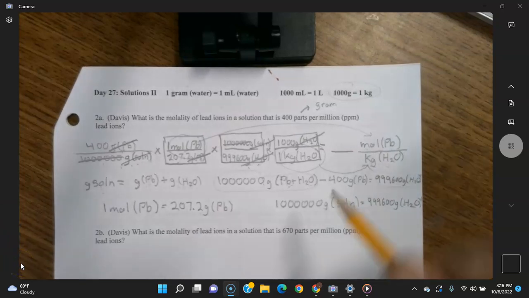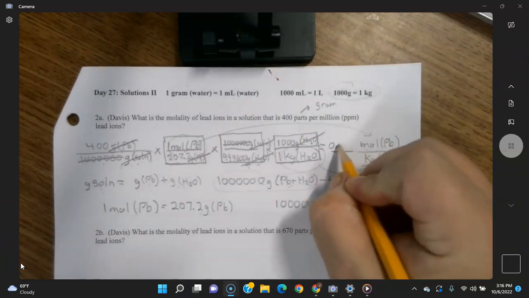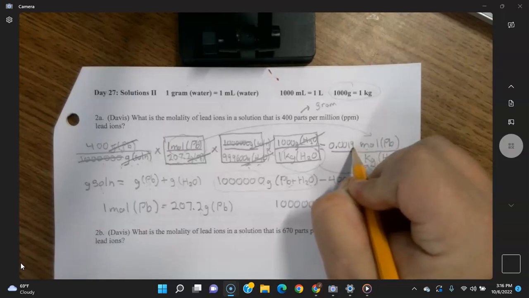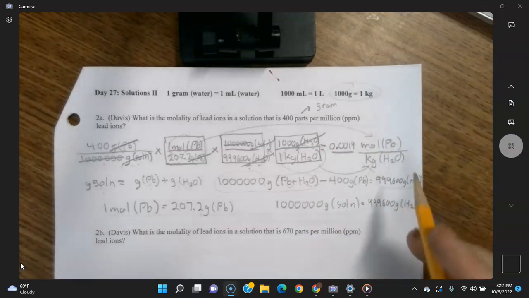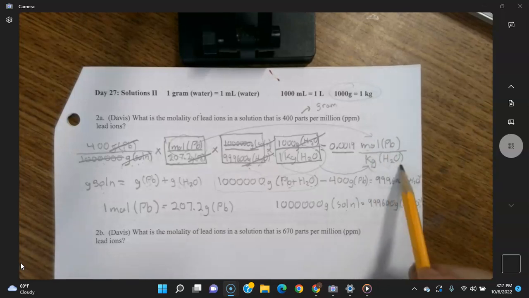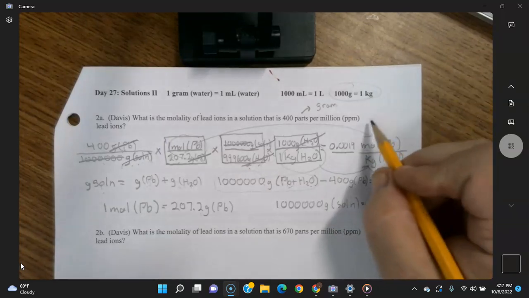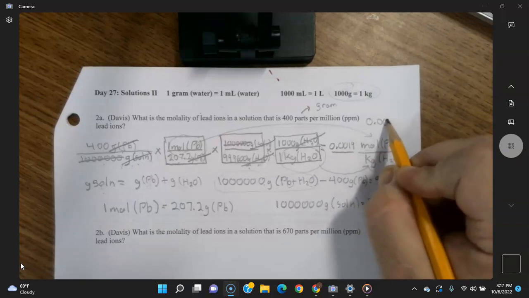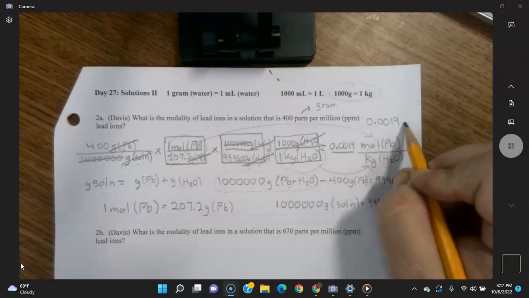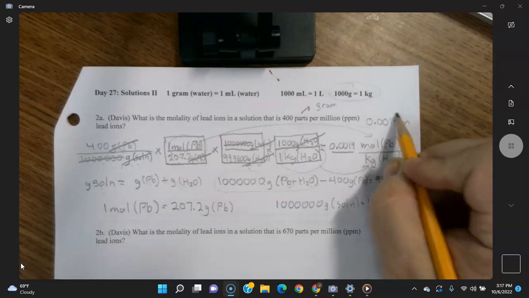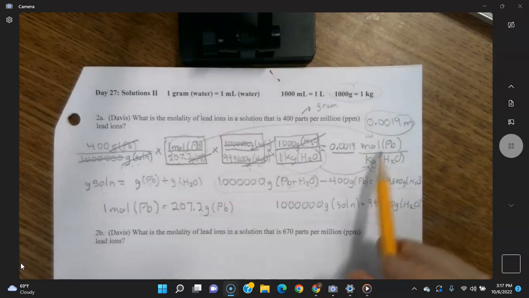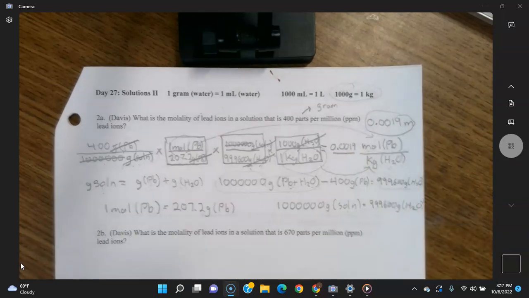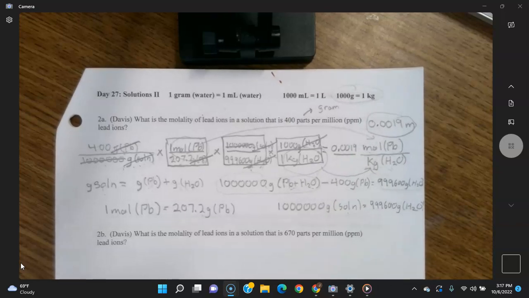And that gives us 0.0019, and that's moles of PB over kilograms, so that's molality. So really the way you would write a final answer, or it might appear on a standardized test, is 0.019, and then molality is just a lowercase m, small m. I like this because it tells you exactly what you're dealing with here, but this is the way it would formally be written. So that takes care of 2A.